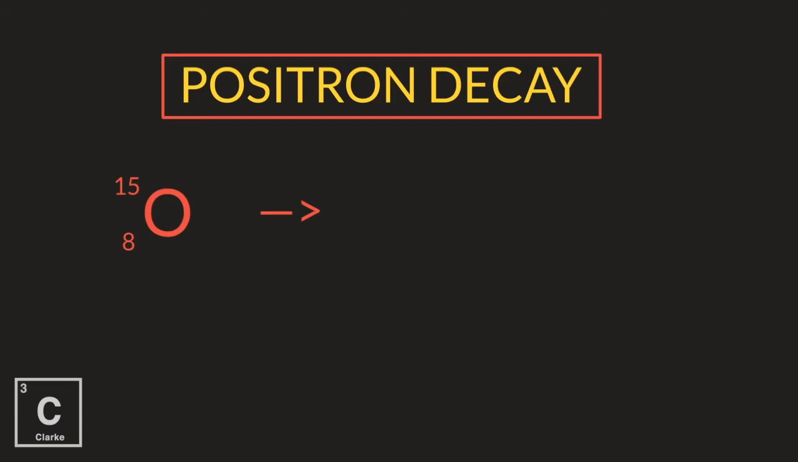Okay, so let's look at oxygen-15. Let's remember, we're going to write protons like this. We're going to write neutrons like this. We're going to write electrons. Well, you know what? With positrons, we're not even going to deal with electrons.